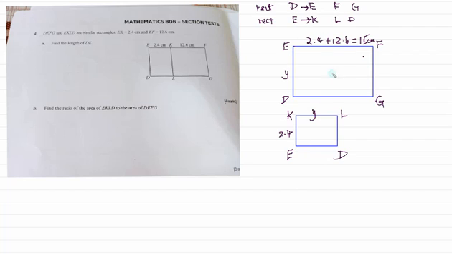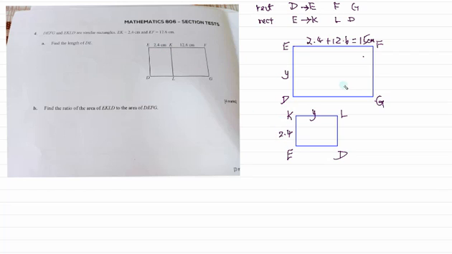So we align it so that they are at the corresponding lengths. That means this length corresponds with this length, and this length corresponds with this length. Okay, now KE is 2.4.